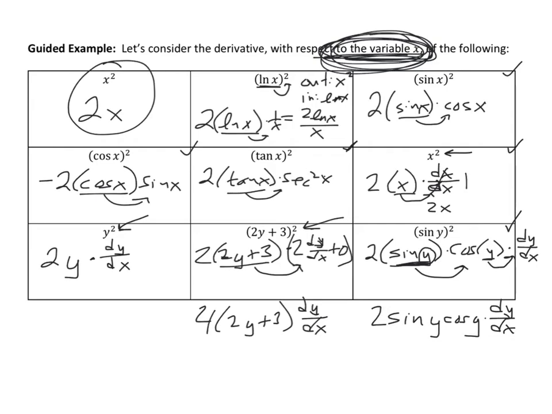This is effectively an extension of us thinking about the chain rule, and we're going to use that for this process called implicit differentiation.